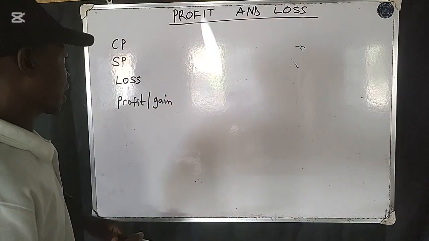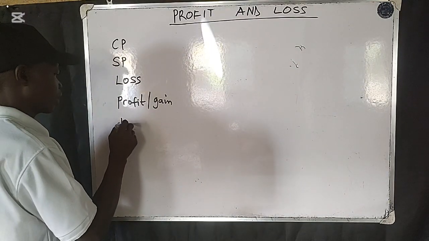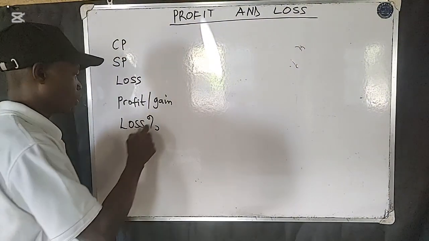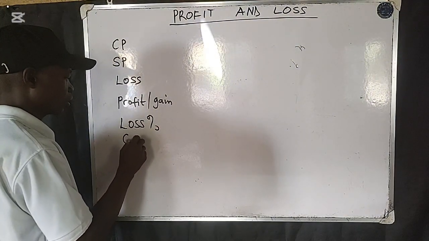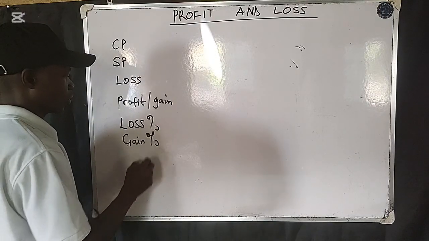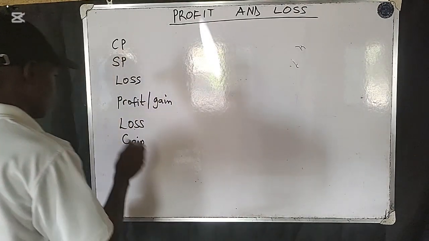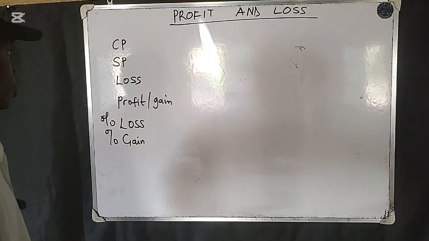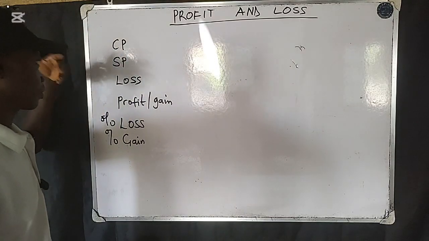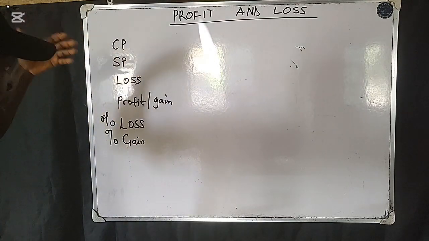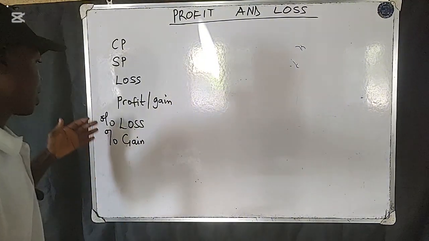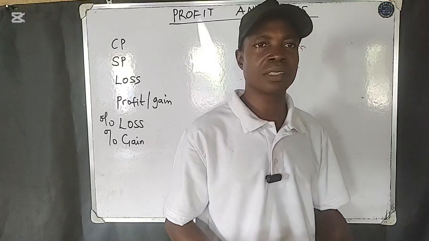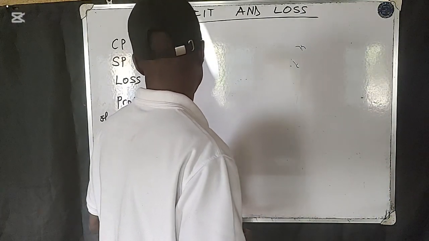Then not only the loss and the gain, you can also be asked to calculate loss percentage or percentage loss, gain or profit percent. Let's call it percentage loss and percentage gain. So you can be asked to calculate the cost price, selling price, the loss, the gain or the profit, and the percentage of the loss or percentage of the gain, right? These are the things you can be asked to calculate.